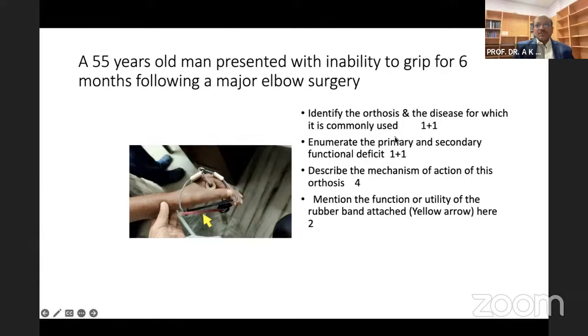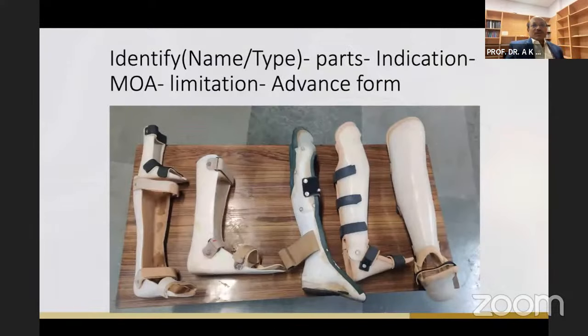So this is how the marks are distributed. This is basically a sample question. I'm not going to answer it now; at the end of my lecture, I can discuss it. Another example, for the MS students, is this sort of question that may be asked.